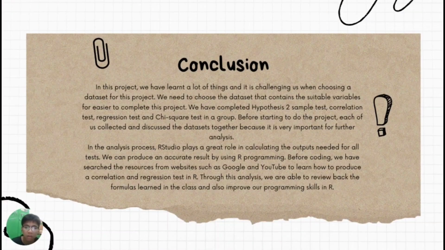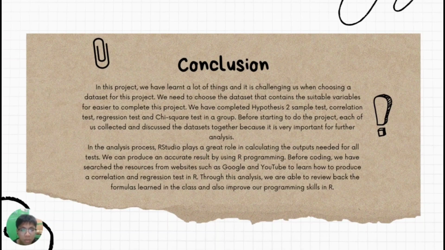Then I would like to give some conclusion. In this project, we have learned a lot of things, and it challenged us when choosing a data set for this project. We need to choose the data set that contains suitable variables to make it easier to complete this project. So we have completed hypothesis two sample tests, correlation test, regression test, and chi-square test in a group.